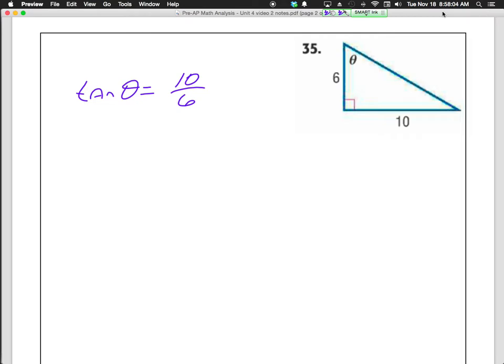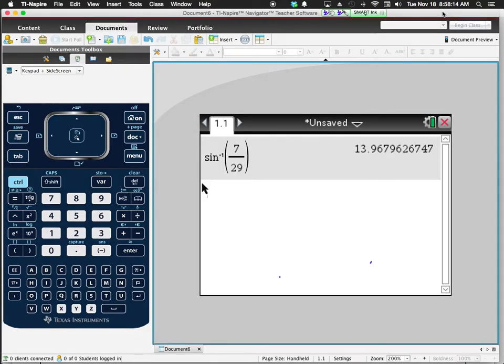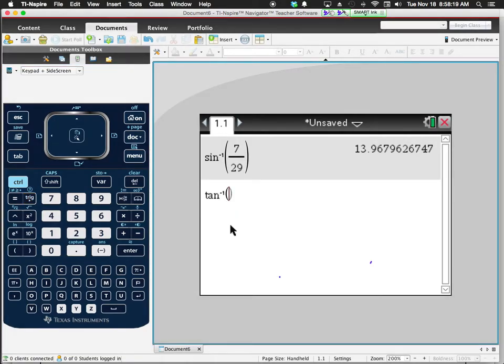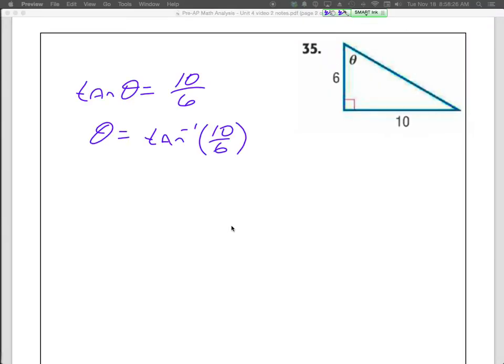All right, once I have that set up, what do I do next? Take the inverse. So I have theta equals inverse tangent of 10 divided by 6, and that will give me my angle. So trig, inverse tangent, 10 divided by 6. Press enter. 59.0. So my angle is 59.0 degrees. Do we have to put .0? Yes, I want the point 0.